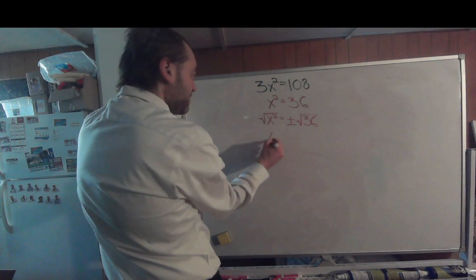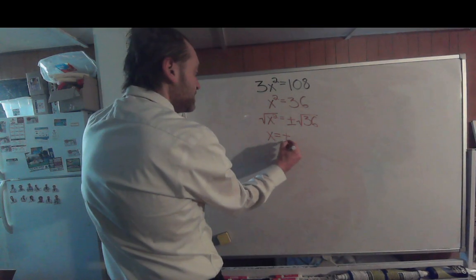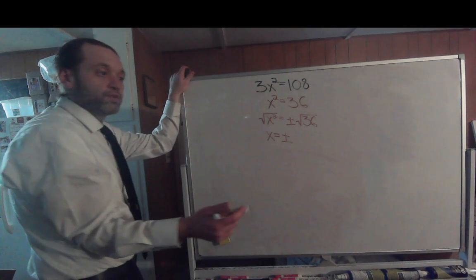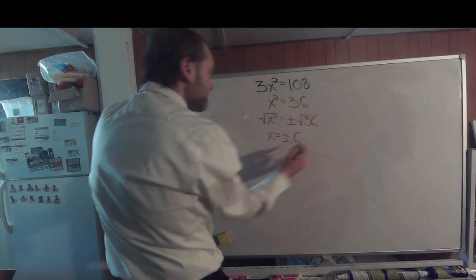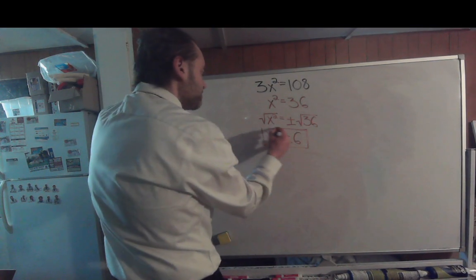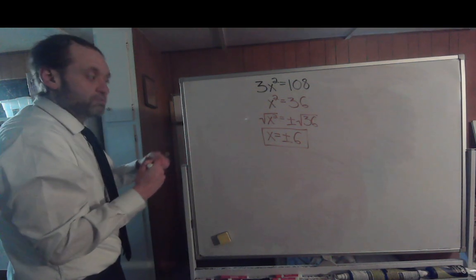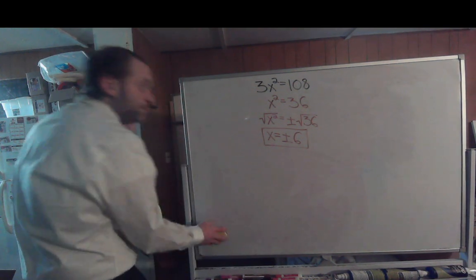The square root of x squared is x. That's going to equal both plus and minus. Now, what is the square root of 36? That would just be 6. So x equals both plus and minus 6 would be your solution to this.